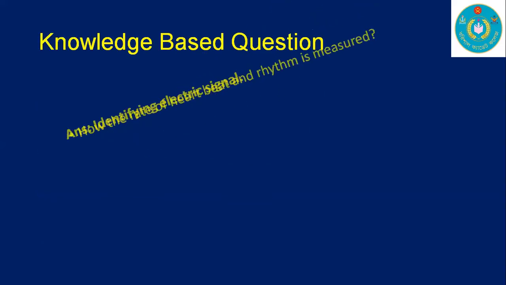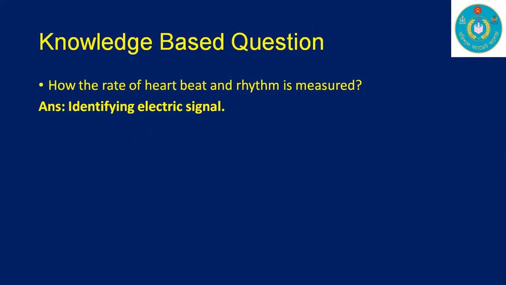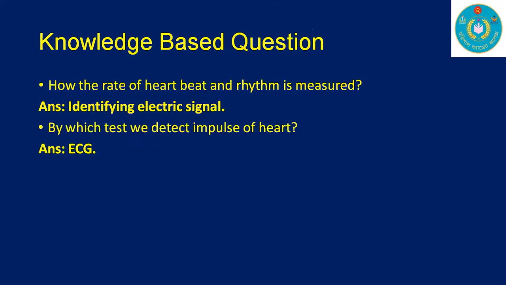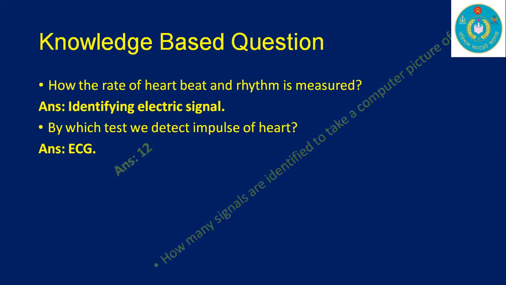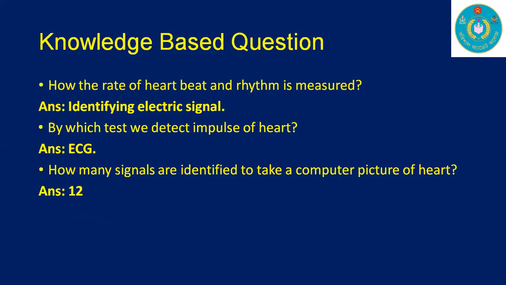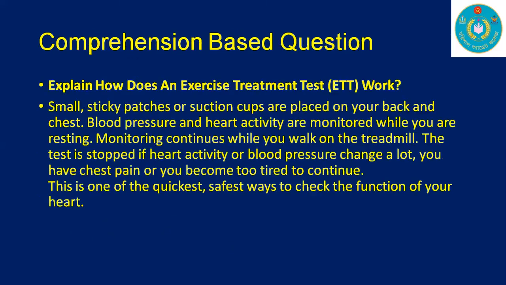Knowledge-based questions. How are the rate of heartbeat and rhythms measured? Identifying electrical signals, by which test do we detect the impulse of the heart? That is ECG. How many signals are identified to take a computer picture of the heart? That is 12.